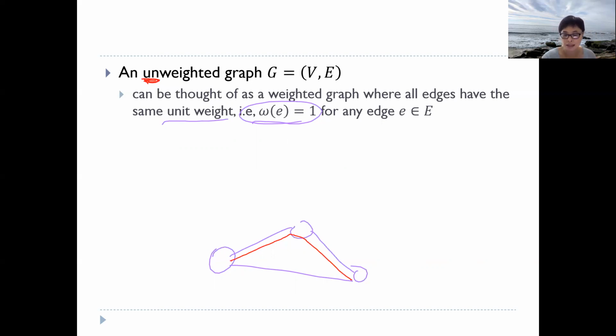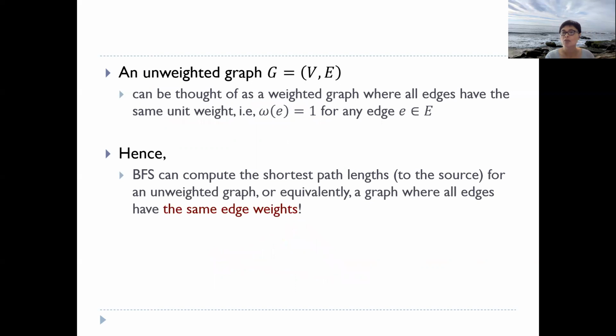Okay. Now remember that for an unweighted graph earlier, or where all the edges have weight 1, we said that the BFS algorithm can compute the shortest path length from the source. In other words, you can think that breadth first search can compute the shortest path distance from a source node for a graph where all the edges have unit weight, weight 1.